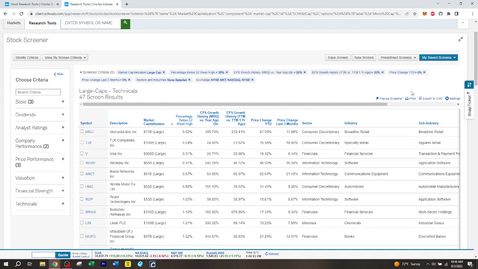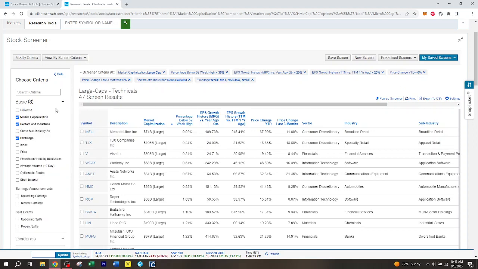This is a large cap technical screen. So what we have in here is I have the market capitalization and I hone in on the large caps only. And then I go to sectors and industries. I like to see what sectors and industries are meeting my scans. And then for the exchange, I just have it so no OTC stocks are selected.